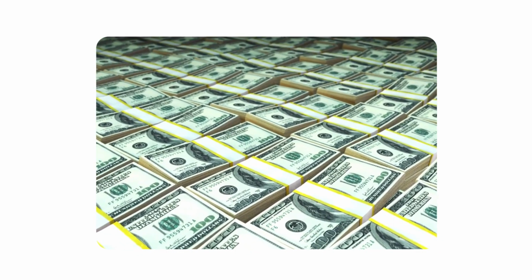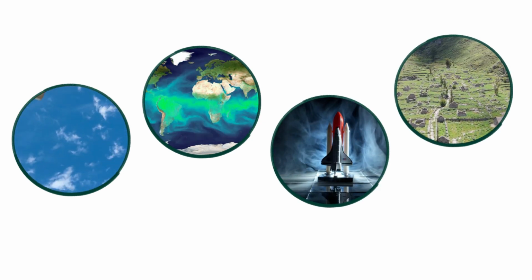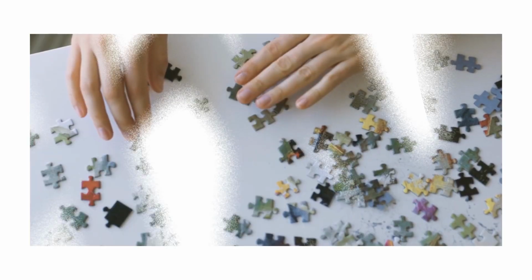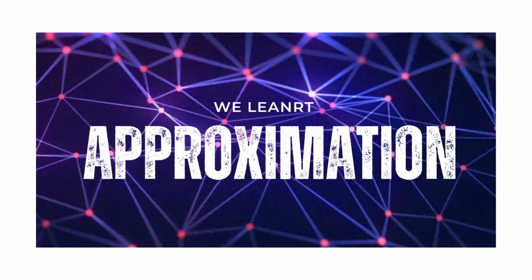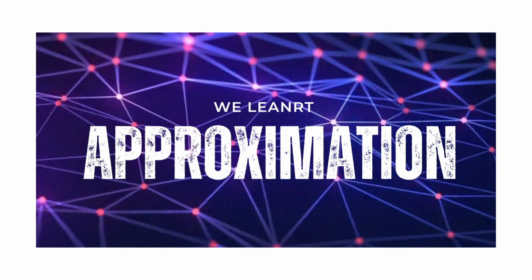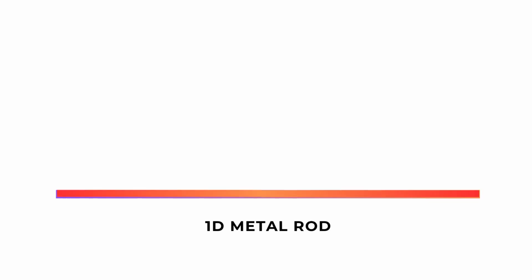And yet airplanes still fly, and weather forecasts still work, and rockets still launch, and modern civilization keeps moving forward. Because instead of solving reality perfectly, we learned how to approximate it. To explain this, we begin with something simple, a one-dimensional metal rod, simple for us to understand intuitively.